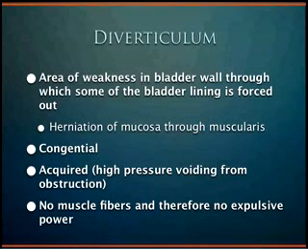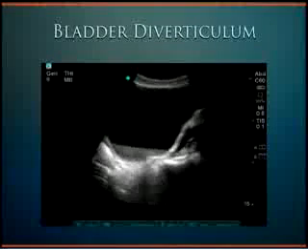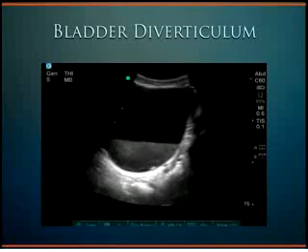A bladder diverticulum results from a focal weakening in the bladder wall and herniation of the bladder mucosa through the muscularis layer. This can be congenital or acquired through high-pressure voiding through a distal obstruction. Of note, these diverticuli do not have muscle fibers and therefore they have no detrusor ability. This example here is a 56-year-old male with chronic urinary tract infections.